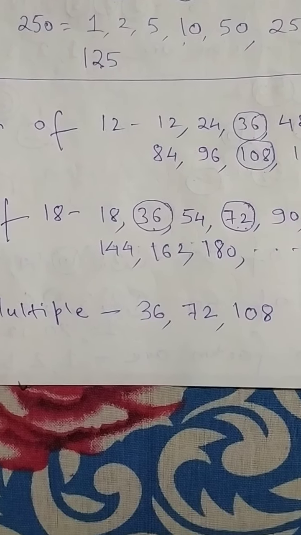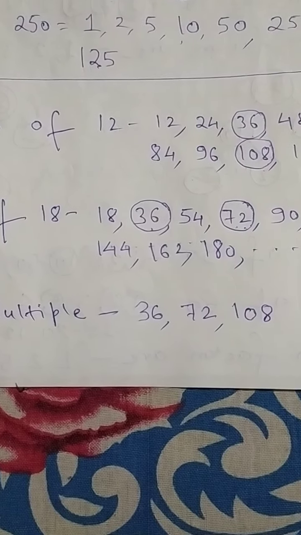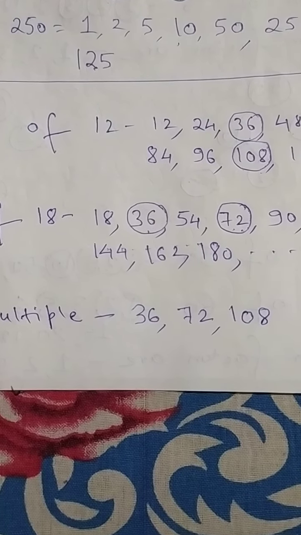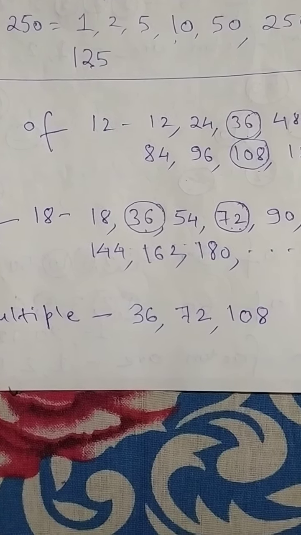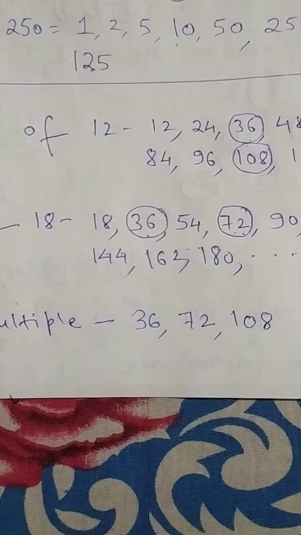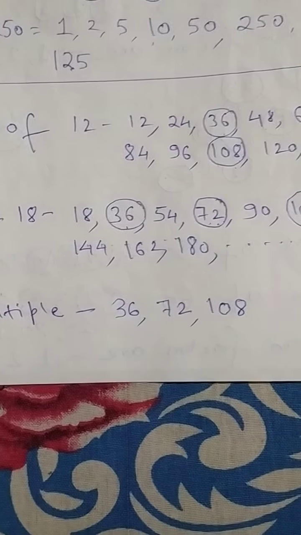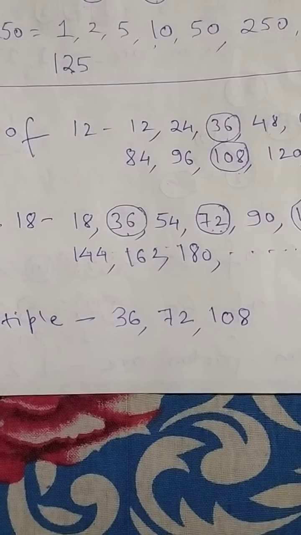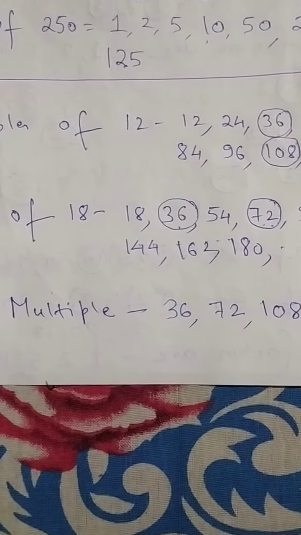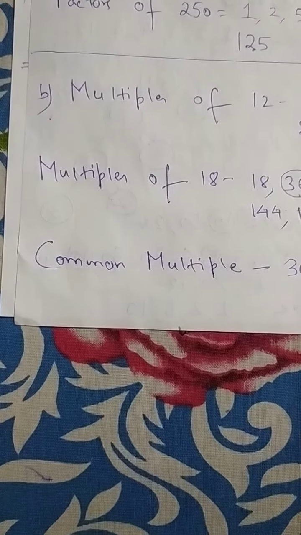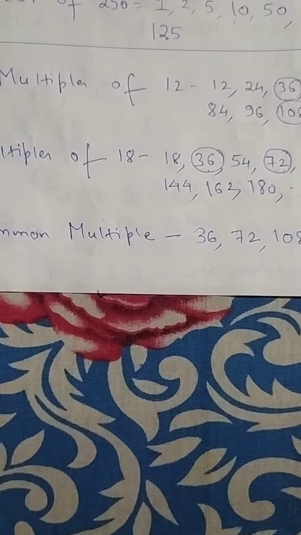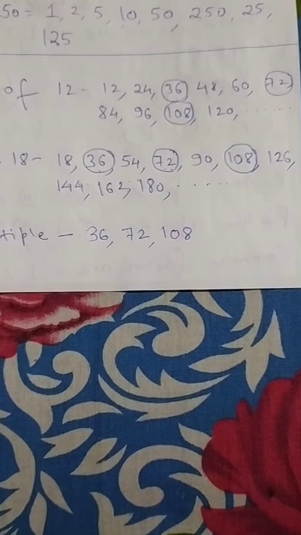Okay, so this is the technique of finding common multiples. So instead of 3 common multiples, in the exam it can also come: write down the first 2 common multiples, or write down the first 4 common multiples. Okay, so this is the procedure. I hope the solutions are clear to all of you. So today up to this much. Thank you.